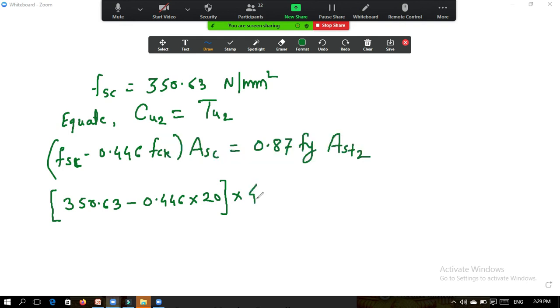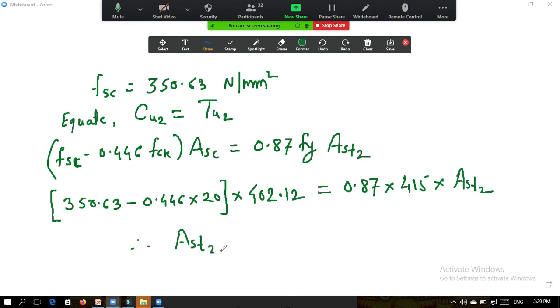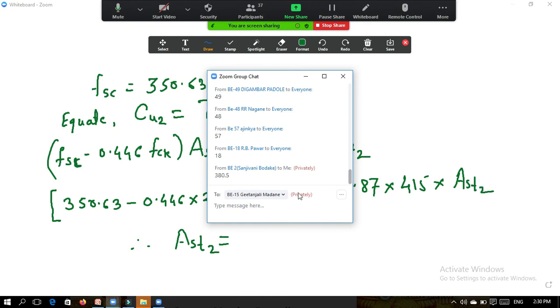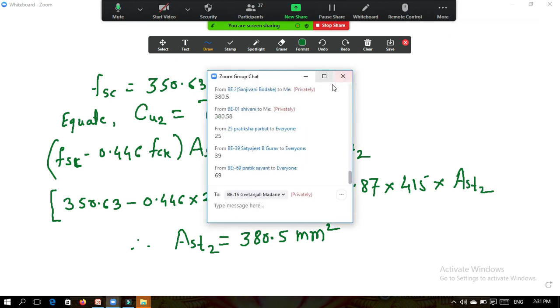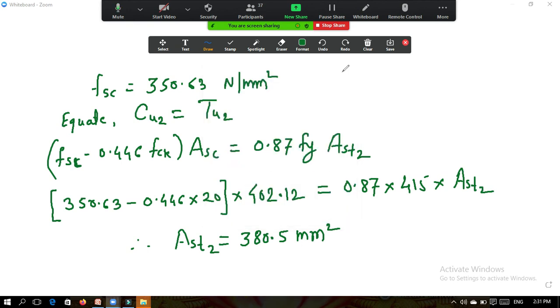402.12, which is equal to 0.87 into Fy is 415 into AST2 as it is. So from this equation, you will get the value of AST2, 380.5. Please check the answer. Is 380.5 the correct answer or wrong answer? Somebody has to check the answer. Okay, 380.5 is the right answer.